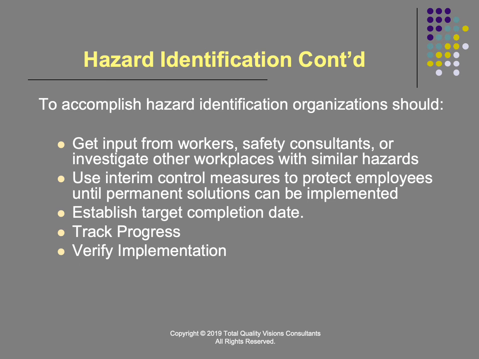Ways to accomplish workplace hazard identification. Get input from workers, safety consultants, or investigate other workplaces with similar hazards. Use interim control measures to protect employees until permanent solutions can be implemented. Establish target completion dates. Track progress. And verify implementation.